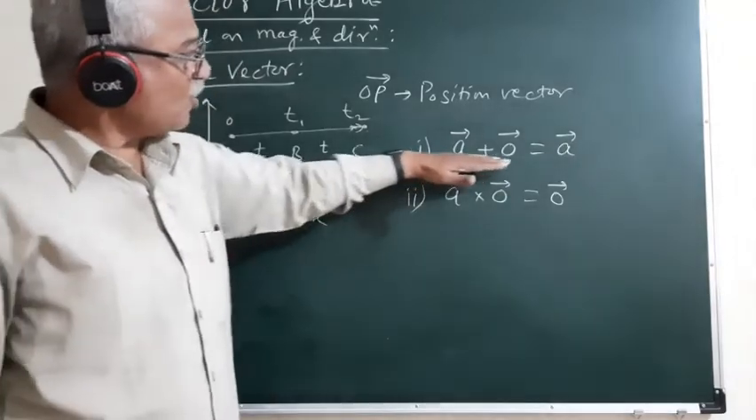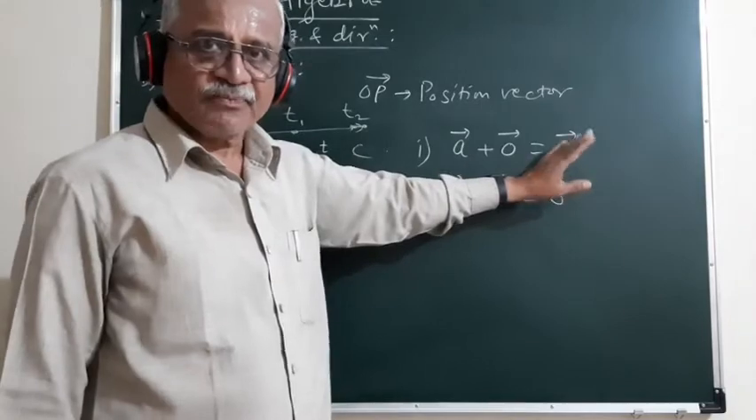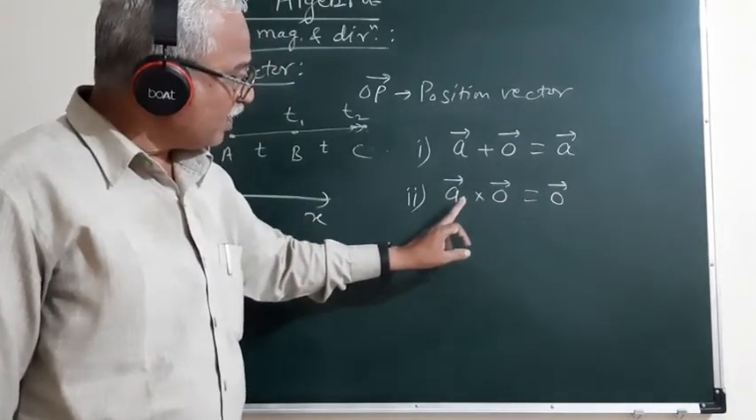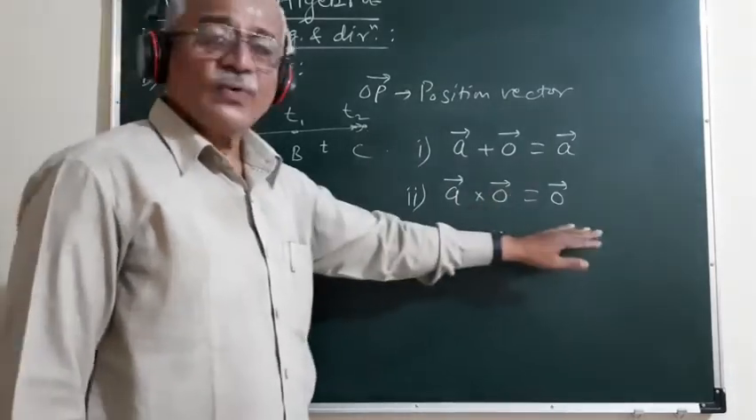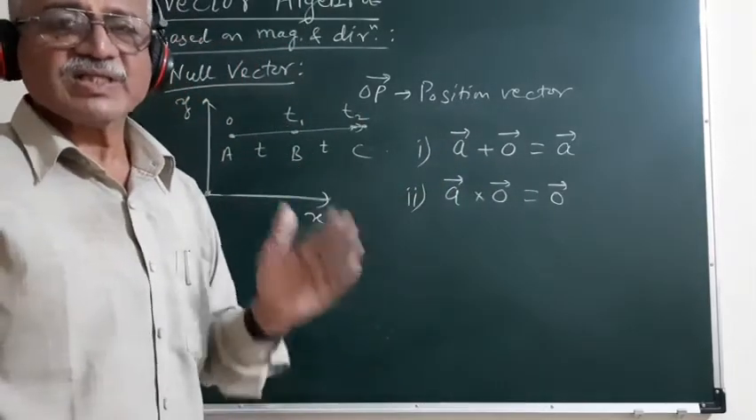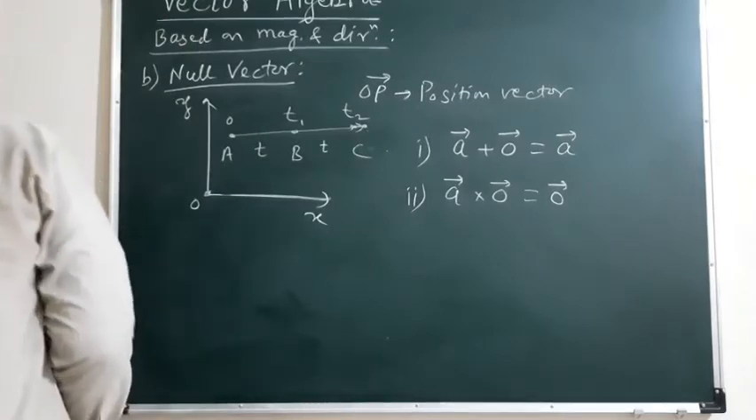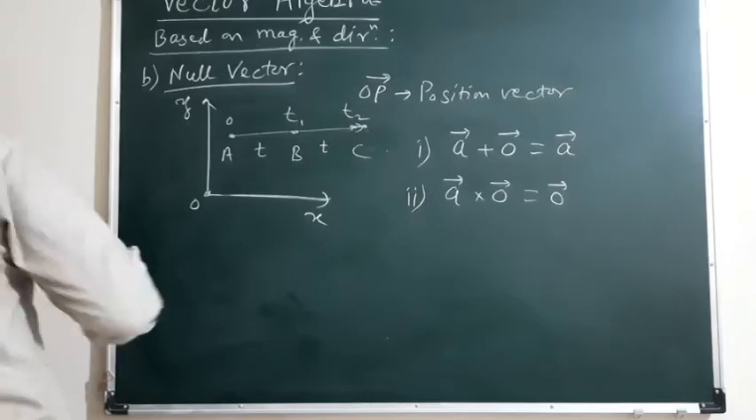So the addition of zero vector to the given vector does not alter the given vector, whereas the multiplication by the zero vector to the given vector results into a zero vector. So these are the two specific properties possessed by this null vector or zero vector. So that is about this null vector or zero vector.